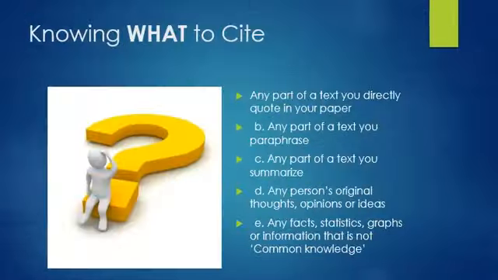So Ushans, I hope you were listening, because we are going into our second broad tip, knowing what to cite. According to a 2018 EBSCO circular on the items that should be cited in one's academic paper or research paper, the following categories are given: any part of a text you directly quote in your paper, any part of a text you paraphrase or summarize, any person's original ideas or opinions, and any facts, stats, or graphs that are not common knowledge.